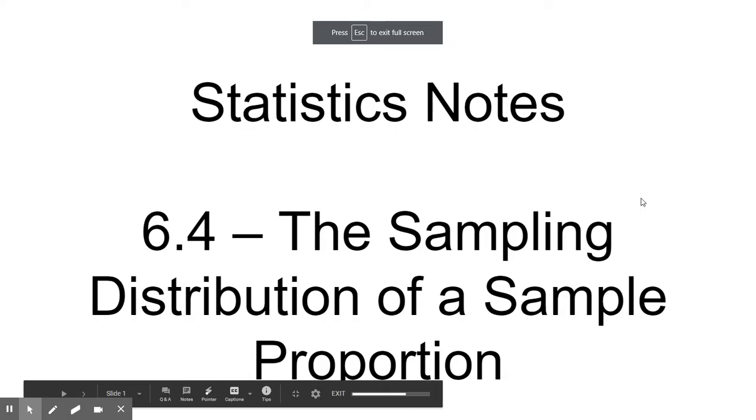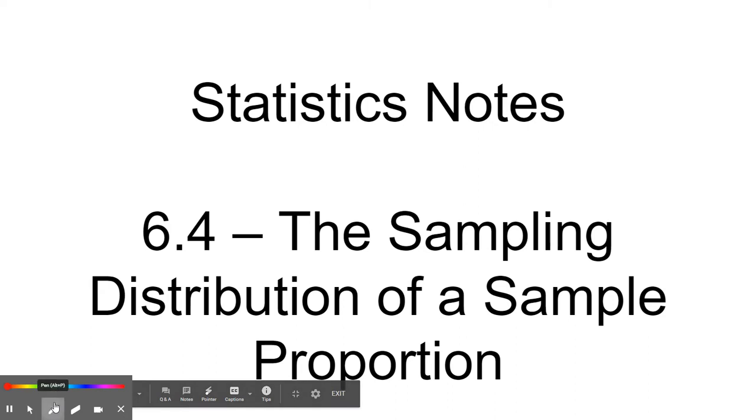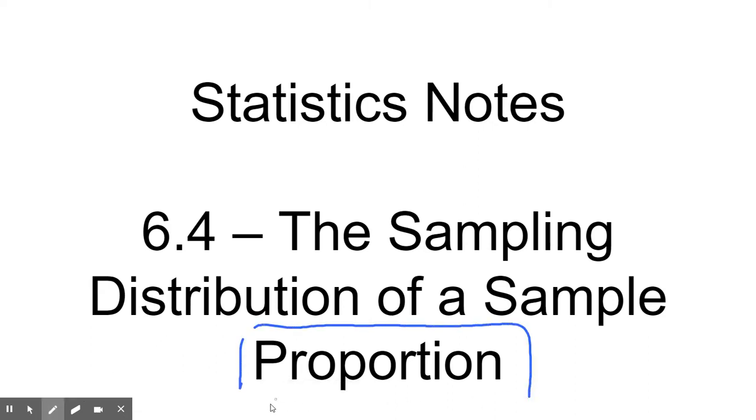All right, so section 6.4 talks about the sampling distribution of a sample proportion. Last week we talked about section 6.3, a sample count. Now we're talking about a sample proportion. We're going to talk about proportion problems in this section, and then the next two sections are about mean problems. So again, understand the difference: counts, proportions, and means.